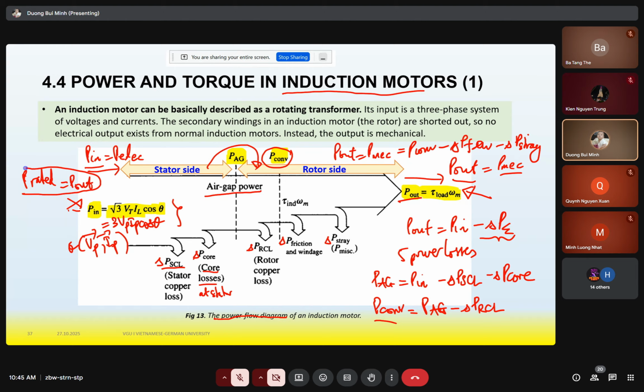Remember that rated power is always output power. This is the key. The rated power of any machine is always the output power. This is the key point. Otherwise maybe you cannot get the correct answers to these questions. Okay, any questions?